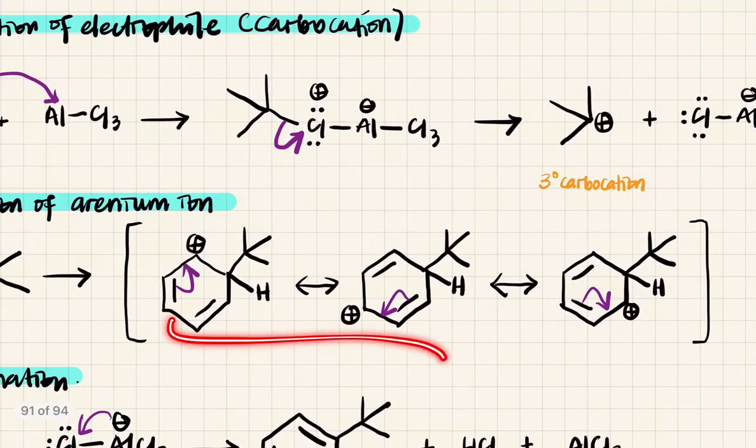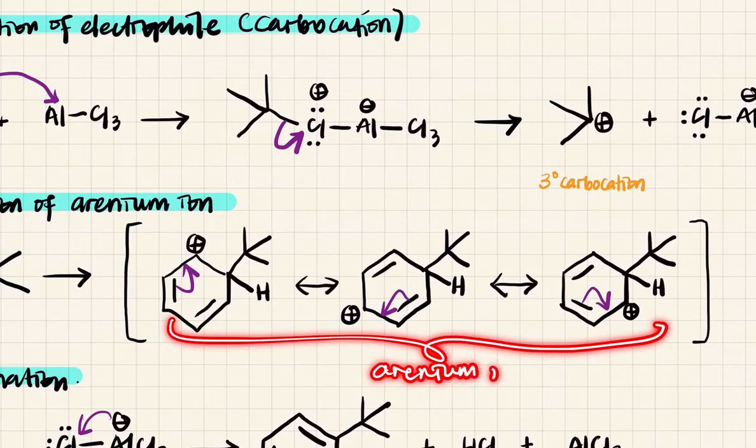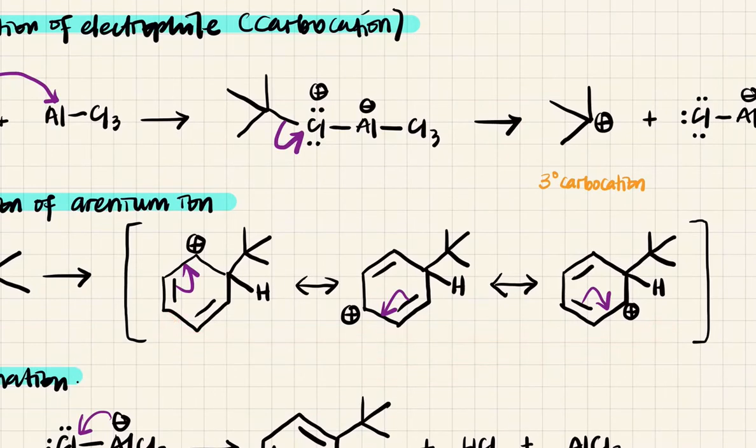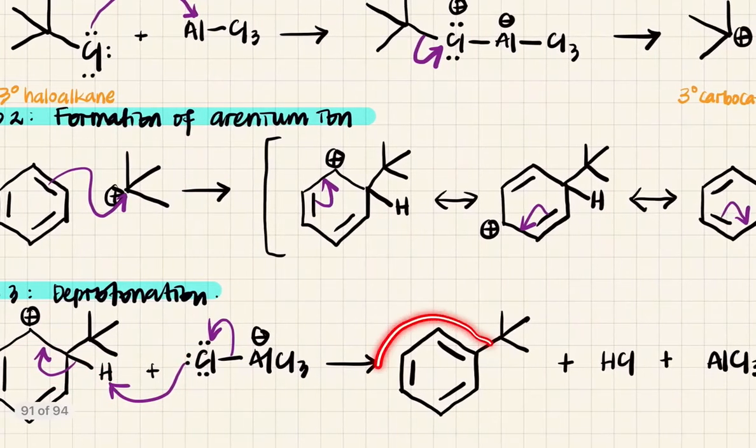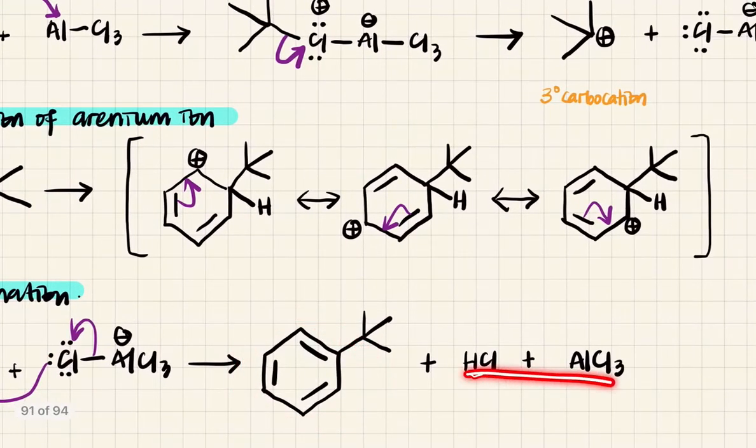Ni jangan lupa nak bagi tahu yang these are the resonance structures of your arenium ions. Okay, and then choose one of them and then deprotonate using your nucleophile. Okay, right. Lepas tu capture hydrogen and then retain our benzene ring here. Boleh. Jangan lupa untuk tunjuk awak punya side products.